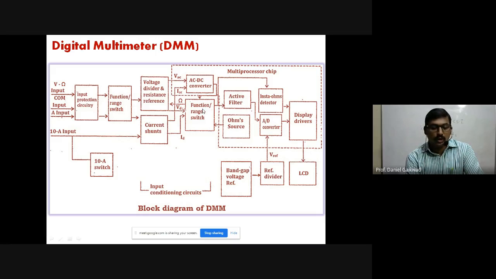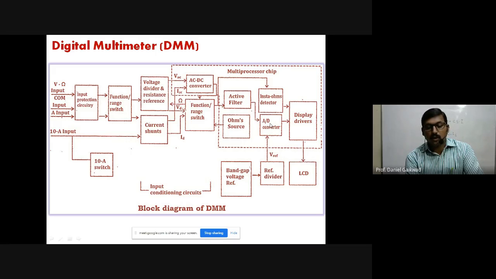So we have voltage, suppose DC voltage. Suppose 50 volt. We divide the voltage, 50 volt divided by 10, suppose. So 5 volt. This 5 volt will be connected as input to the function or range switch. We select the range, and that 5 volt goes to the active filter circuit.